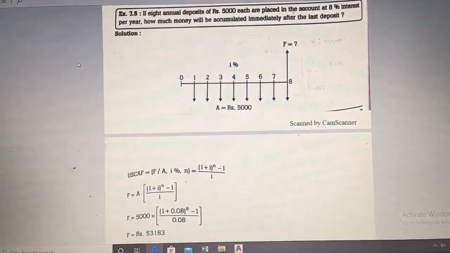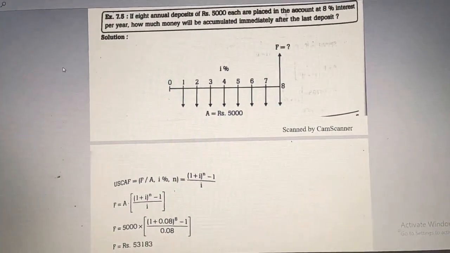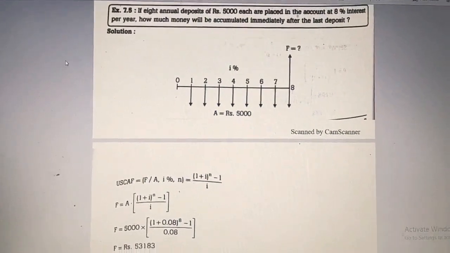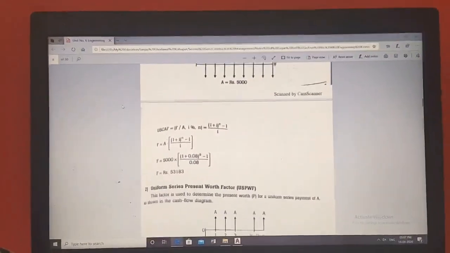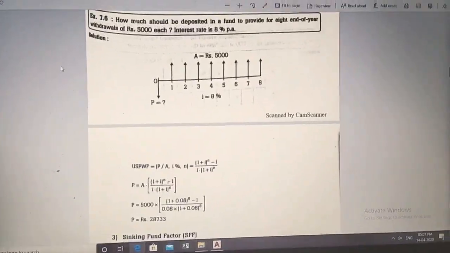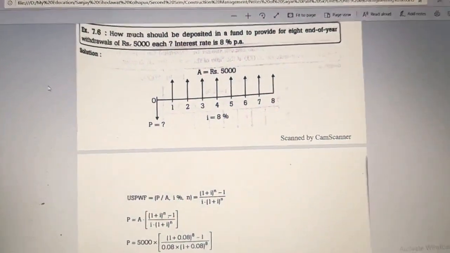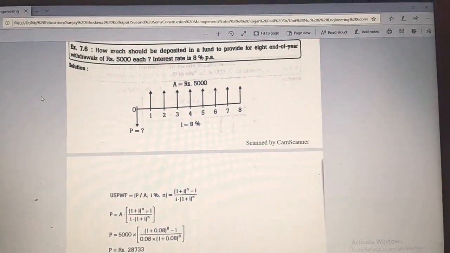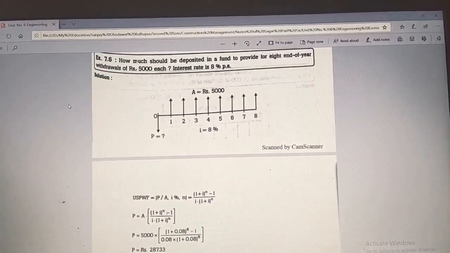So this is all about the third parameter, which is called the uniform series compound amount factor, the theoretical meaning and numerical problem. With this, let us go for the second method numerical problem, that is the uniform series present worth factor. Here the numerical problem is: how much should be deposited in a fund to provide for 8 end-of-year withdrawals of rupees 5,000 each. Interest rate is 8% per annum.